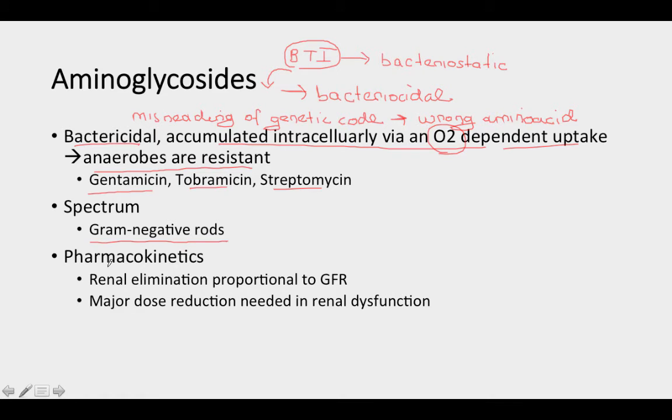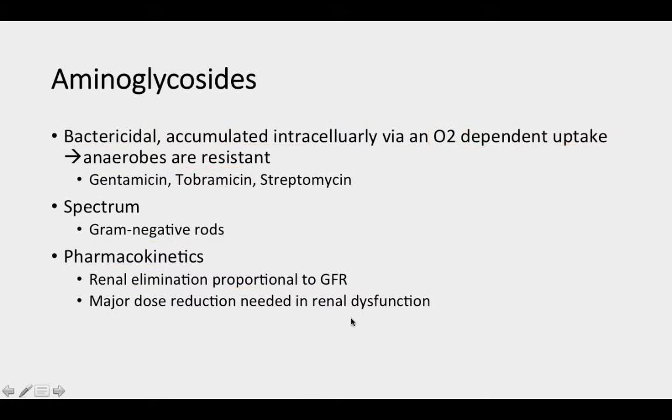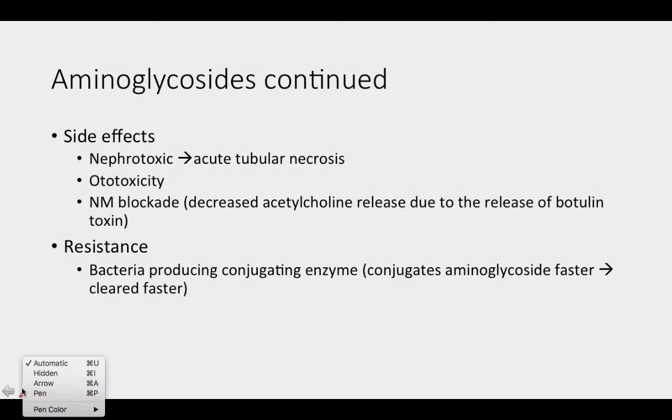And pharmacokinetics-wise, you've got to be really careful with gentamicin because its renal elimination is proportional to the GFR, and major dose reductions are needed in renal dysfunction. And it's one of the main things we worry about with aminoglycosides' effect on the kidneys. So just as we were talking about, the main side effects of the aminoglycosides are that they are nephrotoxic and can lead to an acute tubular necrosis. They can be ototoxic, i.e. toxic to the ears. And then those are the two main ones.